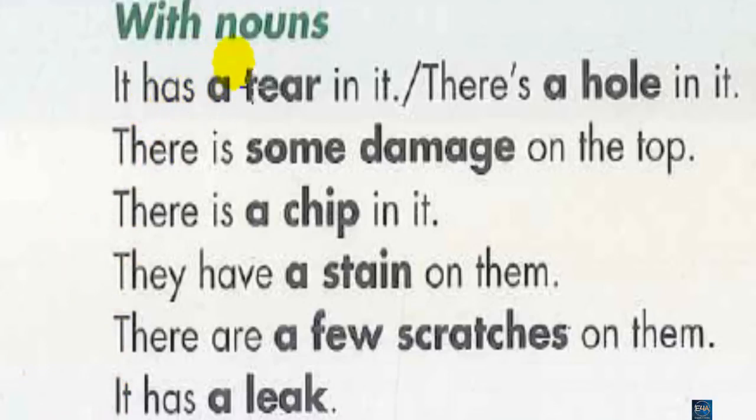With nouns, it has a tear. It has a tear in it. There is a hole in it. So I describe the problem with a noun. There is some damage on the top. There's a chip in it. They have a stain on them. There were a few scratches in them. It had a leak. So here, we use nouns to describe the problem.